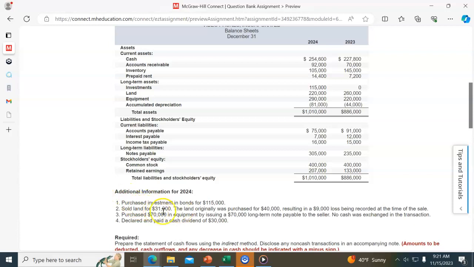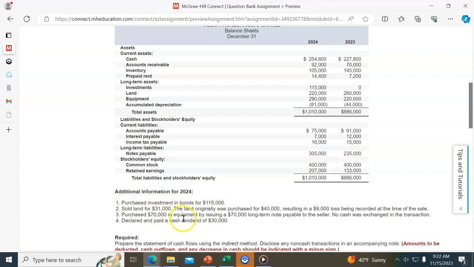Sold land for $31,000. The land originally was purchased for $40,000, resulting in a $9,000 loss being recorded at the time of the sale. So, to adjust our operating activity section, we'll have to add back that loss. But when we sold land for $31,000, that's a cash inflow in what section? Investing.